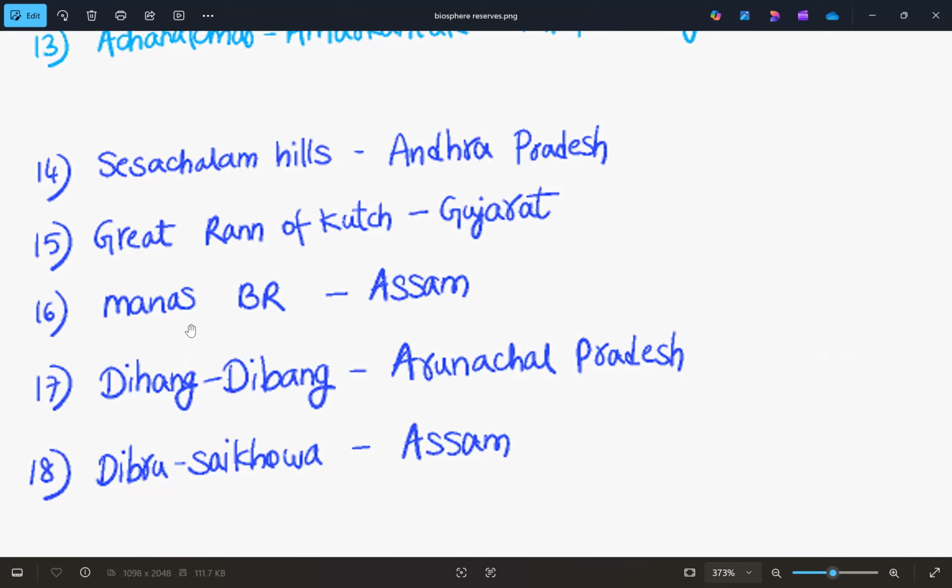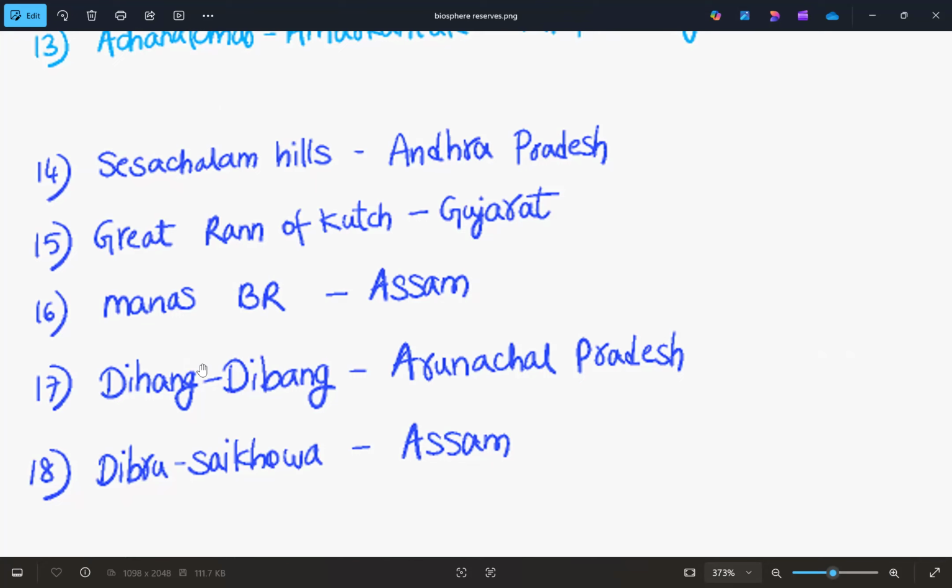And then the next one is Manas Biosphere Reserve. Manas is also covered in tiger reserves, so it is easier to remember Manas, which is located in the state of Assam. And the next one is Dihang and Dibang. Dihang and Dibang is in the state of Arunachal Pradesh. The next one and the last one is Dibru Saikhowa. Dibru Saikhowa is in the state of Assam.